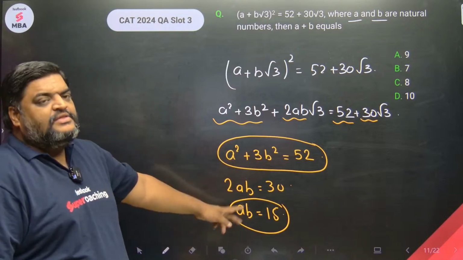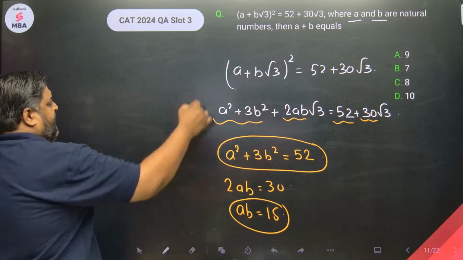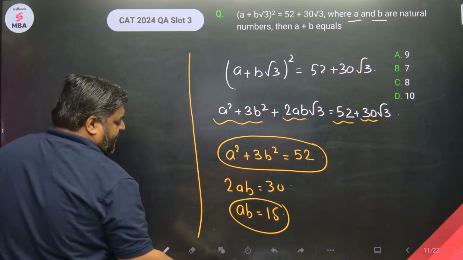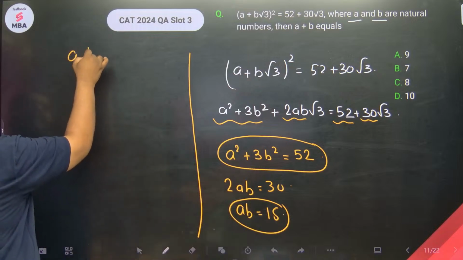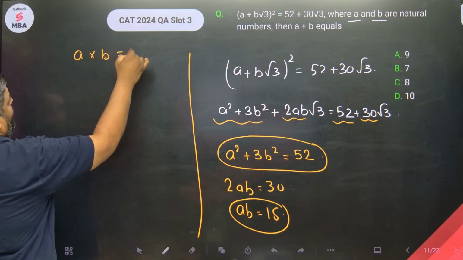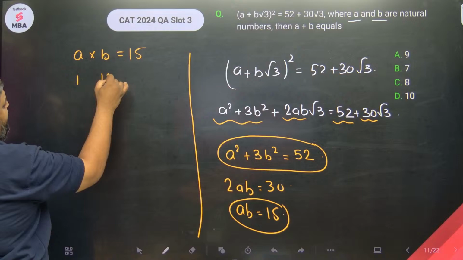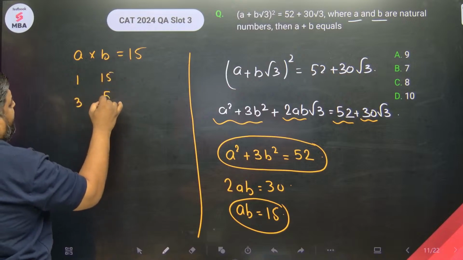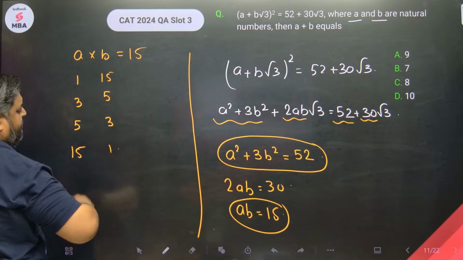दो इक्वेशन, दो वेरिएबल. There are multiple ways to solve this. The best way here is, क्योंकि numbers छोटे हैं, a into b is 15. What could be the ordered pairs of A and B? A could be 1, B could be 15. A could be 3, B could be 5. A could be 5, B could be 3, A could be 15, B could be 1.